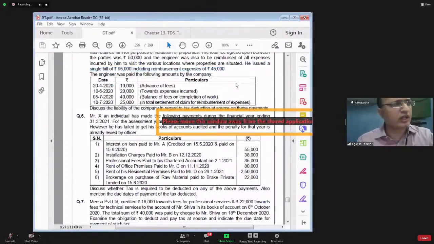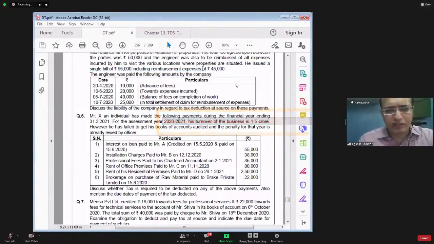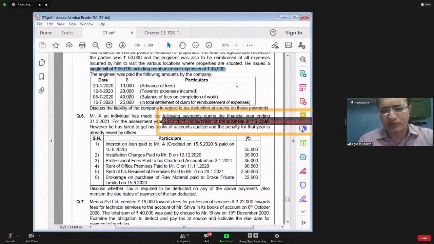So here the aggregate amount is 95,000. Here a single bill is issued for 95,000 without giving any breakup with respect to how much is professional fees and how much is reimbursement expense. On the entire amount, TDS will be deducted. Is that very clear?